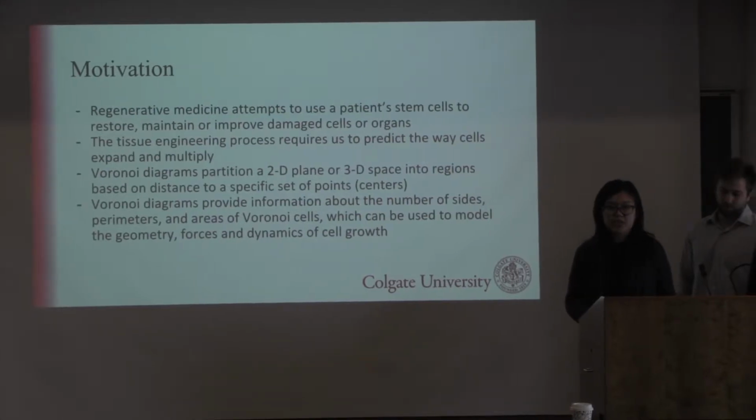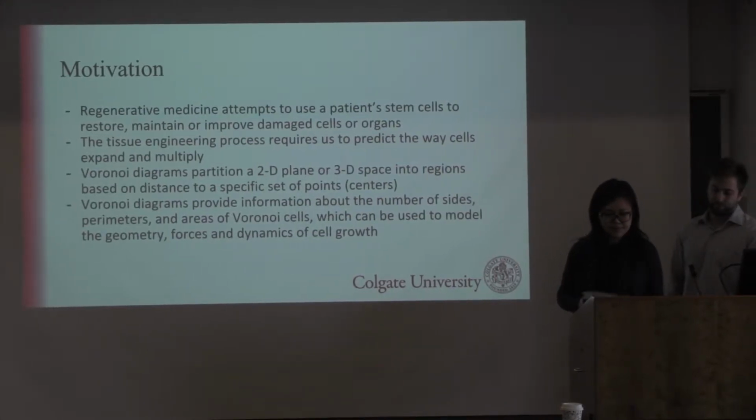Then I'm going to talk about our motivation for this project. So first, currently, regenerative medicine is a useful way to attempt to use a patient's stem cells to restore, maintain, or improve damaged organs or tissues. And the tissue regeneration process requires us to predict the way cells expand and multiply.